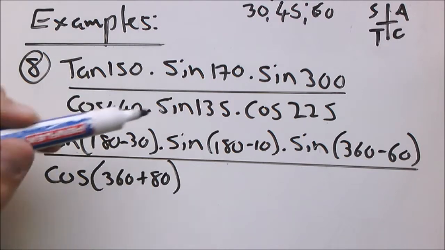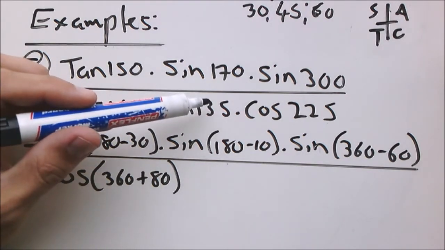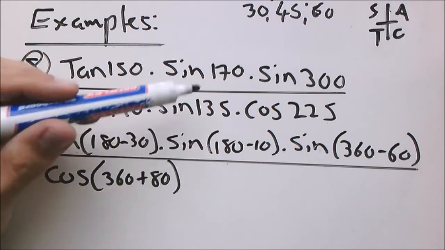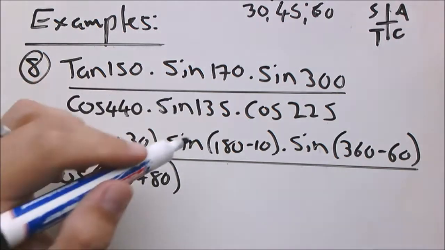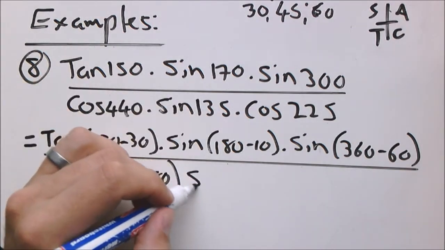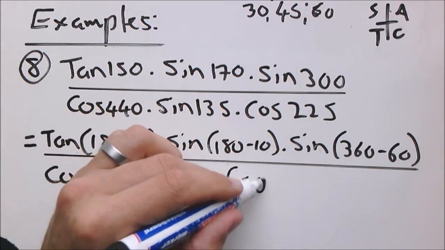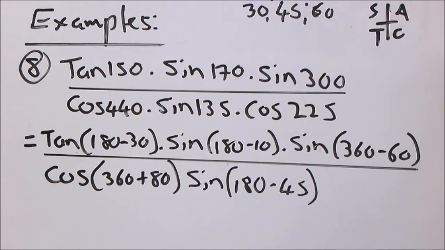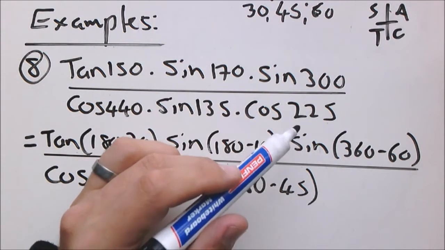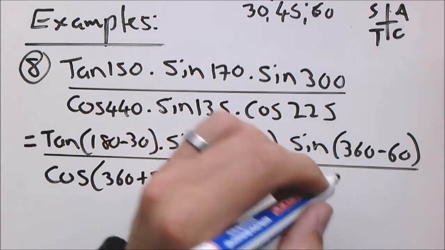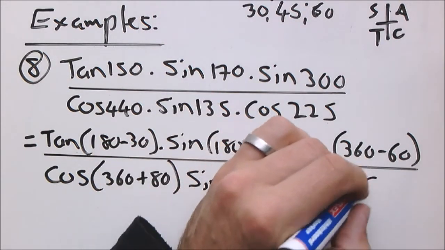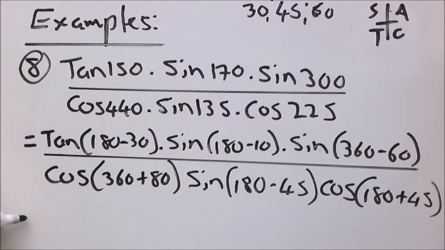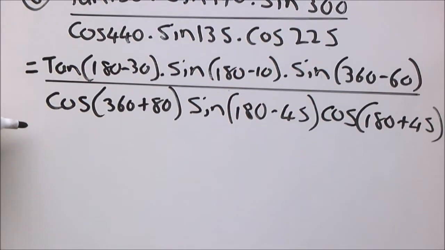Yes. Sine 135. Again, you can work around 90 and 180. The equal amount of degrees away is 45 degrees. But if you can work around 180, rather use 180. So this is 180 minus 45 is equal to 135. Cos 225, the closest is 180. So we are going to use that, and this is 180 plus 45. Okay, now we've set ourselves up for success.